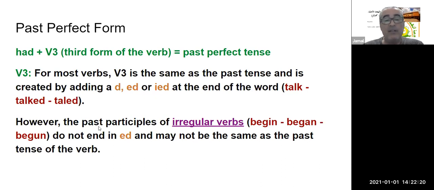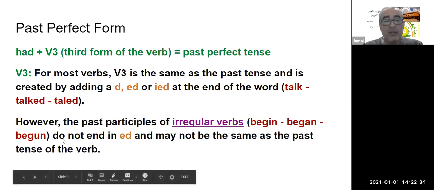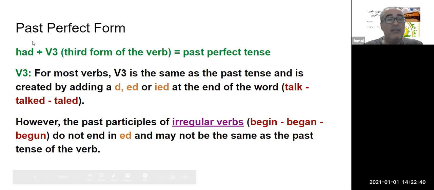However, the past participles, or the third form of the verb, what we call verb 3 of irregular verbs, is different. We need to memorize it. There is no rule for us to learn, like begin, began, begun. So they do not end with ed and may not be the same as the past tense of the verb. So to summarize, the form of the past perfect is had plus verb 3.